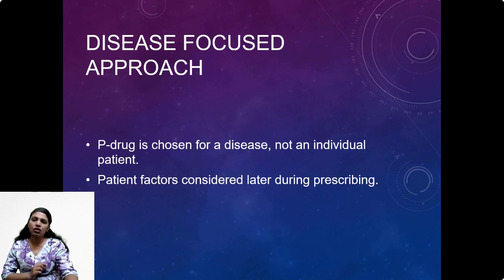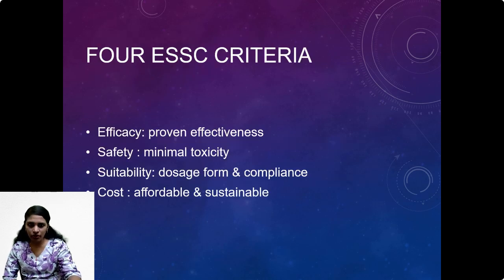P drug is chosen for a disease, not an individual patient, and other patient factors are also considered later during prescribing. So, what are the four different criteria for P-drug selection? One is efficacy. Is the molecule really effective? And second one is the safety, to make sure the patient doesn't suffer any side effects. The benefit is more than the risk. And then, is it suitable for the patient? Is the dosage form, frequency, and will the patient be adherent to that therapy? And also, is it affordable cost for the patient?